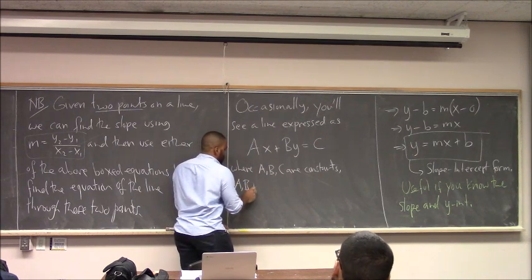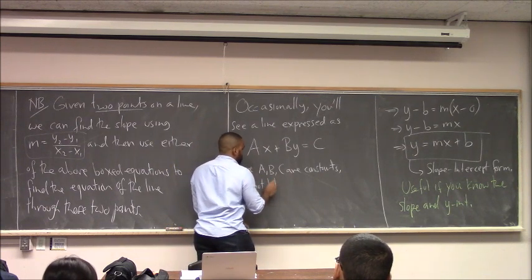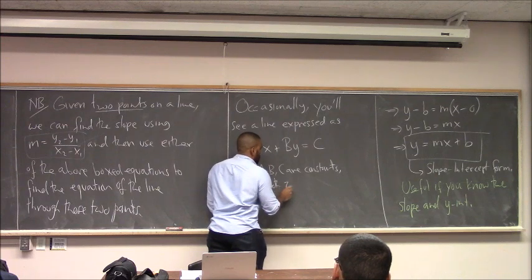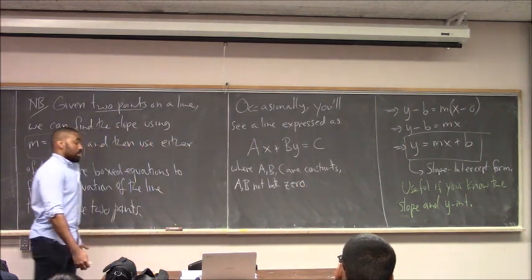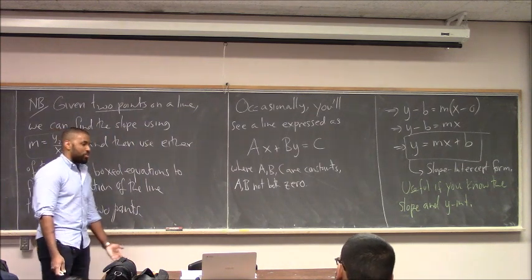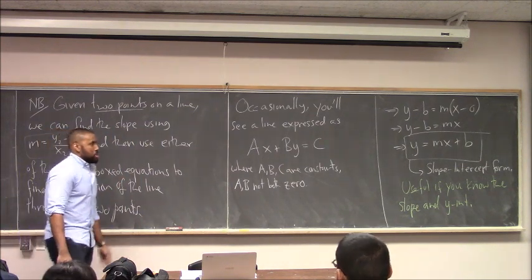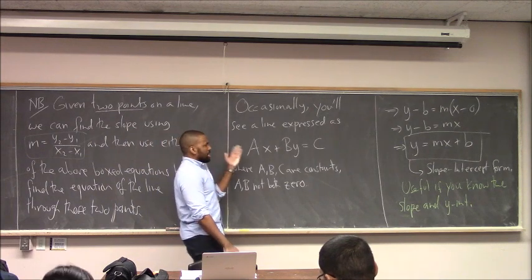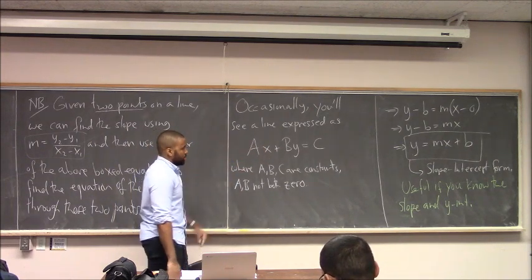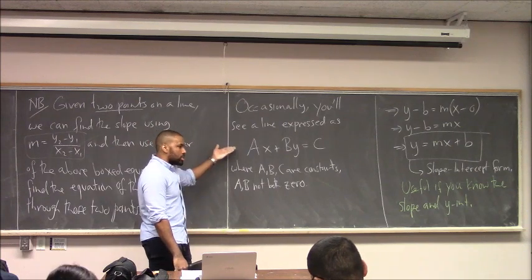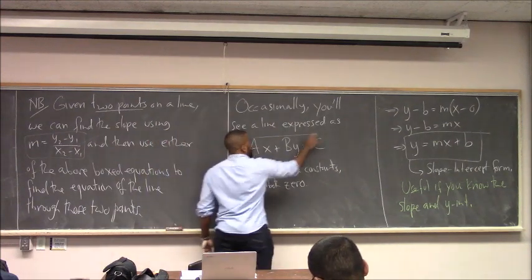Can't have both of these be 0, not both 0. Surprisingly, this is called the standard form for the equation of a line, but people hardly actually use it. A lot of times it will be given to you, and you kind of want to convert it to one of these other forms anyway, but it's a bona fide form for the equation of a line.